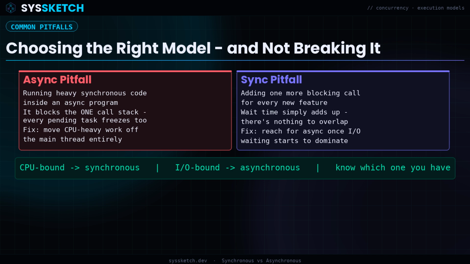The most common bug in async code is accidentally blocking the event loop with a heavy synchronous operation, freezing every other pending task along with it. The most common bug in sync code is simply not scaling, as each new slow operation adds directly to total wait time. Understanding both models and knowing which one your problem actually needs is one of the most practical skills in software engineering.